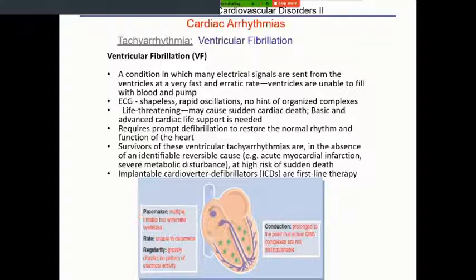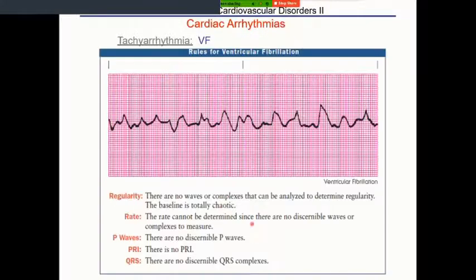A closer look at ventricular fibrillation, or VF, will show that the pacemakers are multiple irritable foci within the ventricles, and you're unable to determine the rate. The regularity of the rhythm is chaotic, so there's no pattern to the electrical activity, and conduction is prolonged to the point that actual QRS complexes are not distinguishable. This is how it looks on your ECG. There are no waves or complexes that can be analyzed. The baseline is totally chaotic. The rate cannot be determined because there are no discernible waves or complexes.